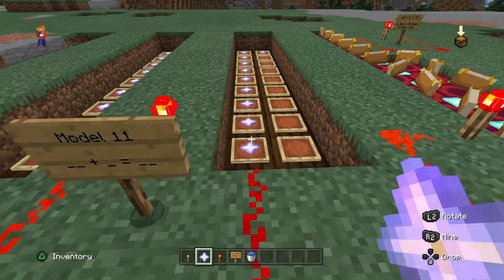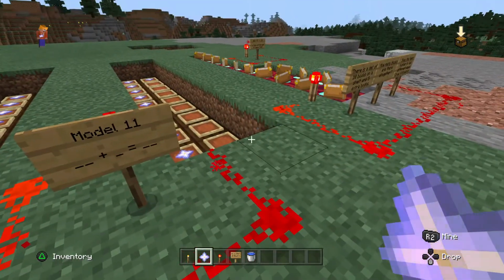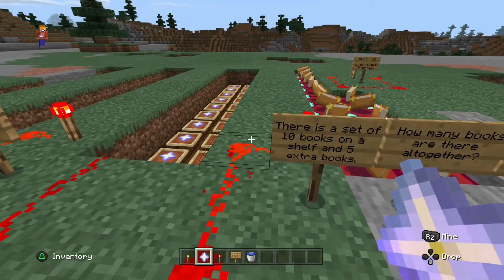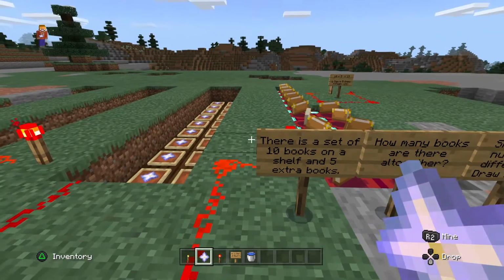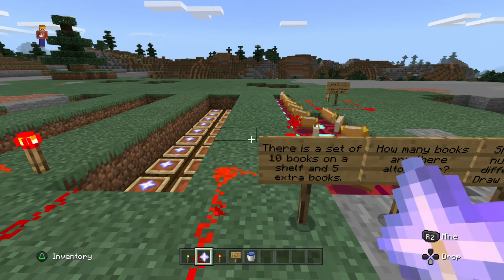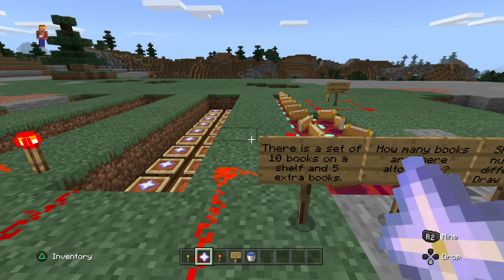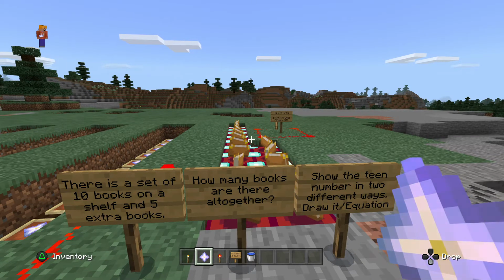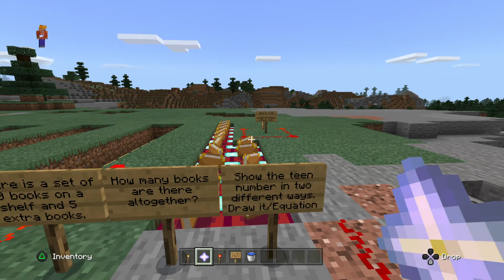We have our picture. We have our equation. You want to see this now, don't you? All right, let's check it out. Let's read the problem. What's that say there? Can you read that out loud? There is a set of 10 books on a shelf and 5 extra books are there all together. It says, show the teen number in 2 different ways. Draw it and then make an equation.